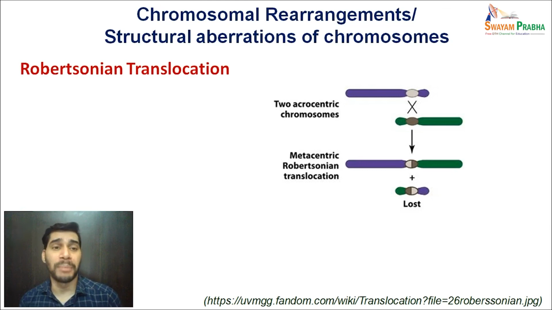So this is an example of Robertsonian translocation, which you might have read under familial Down syndrome in your genetics classes. Normal Down syndrome is trisomy 21, whereas Robertsonian translocation also gives rise to Down syndrome type symptoms, but it is a familial Down syndrome which occurs because of Robertsonian translocation, not because of trisomy 21.